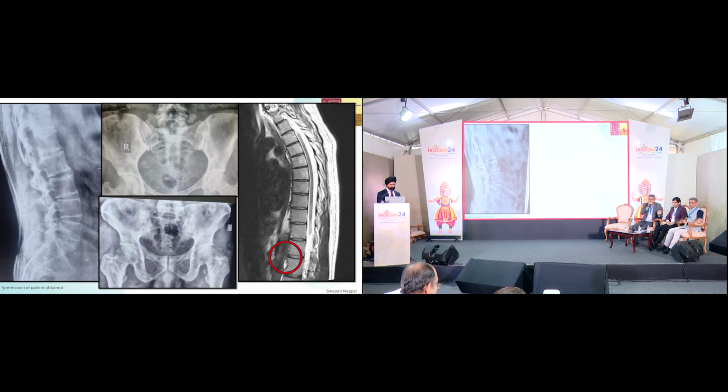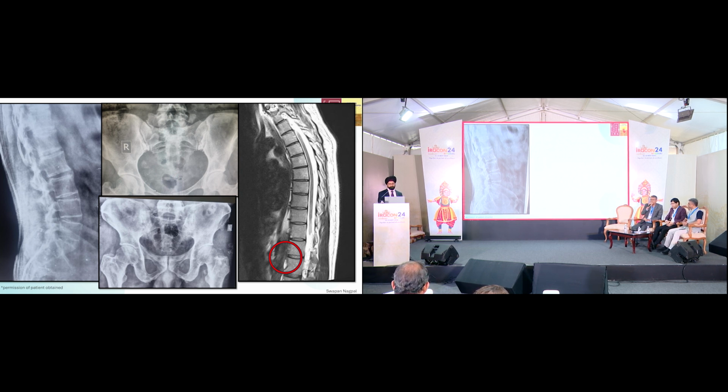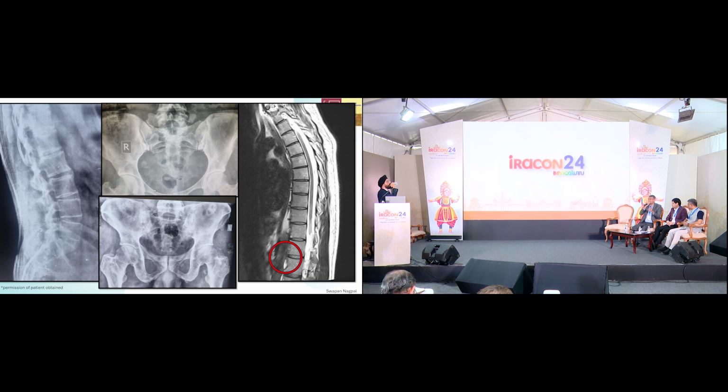And the sir was asking about the absolute indication for spinal surgeries. Cauda equina syndrome is something which we should never miss. And the patient can sometimes have it without any motor deficit. Severe leg pain, not responding to conservative treatment for a long time, is an indication for surgery.